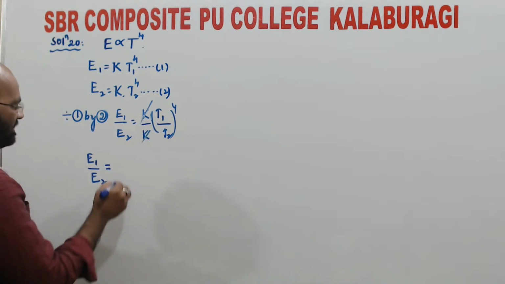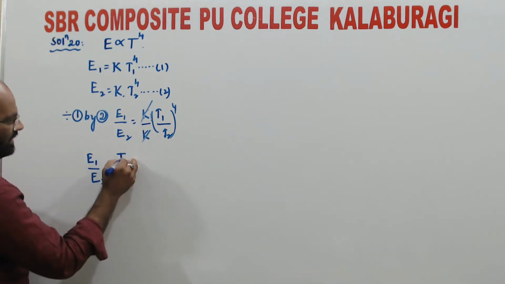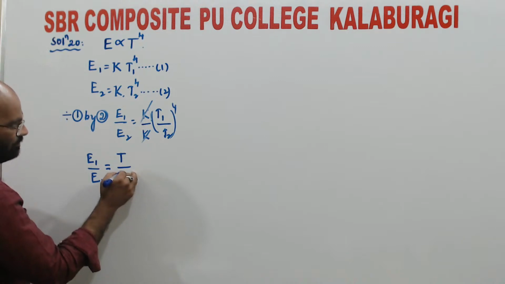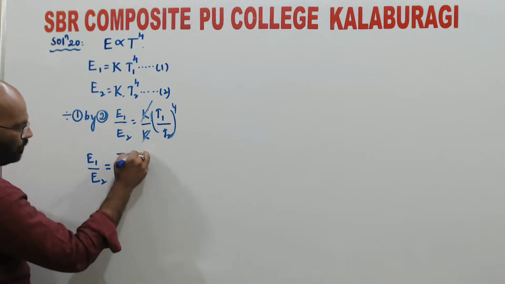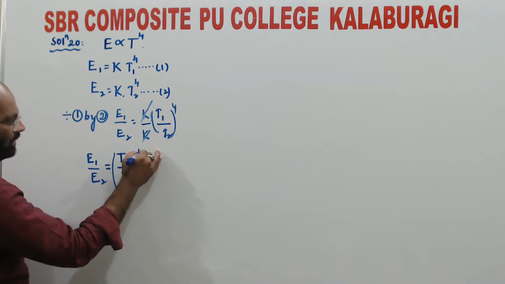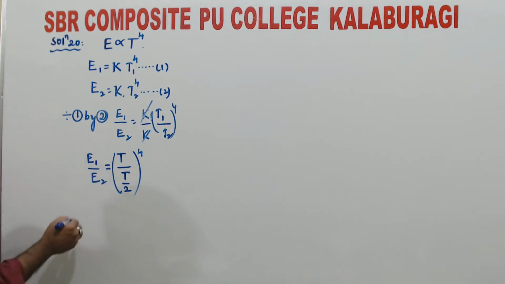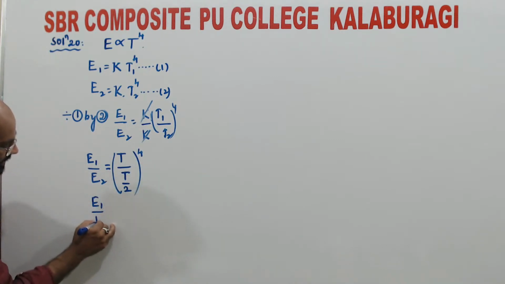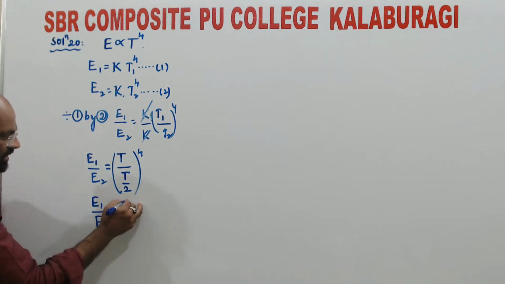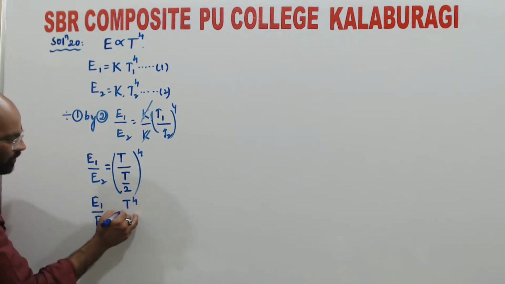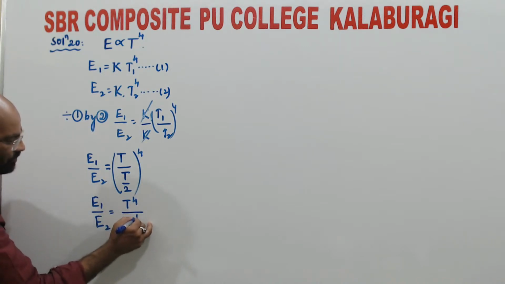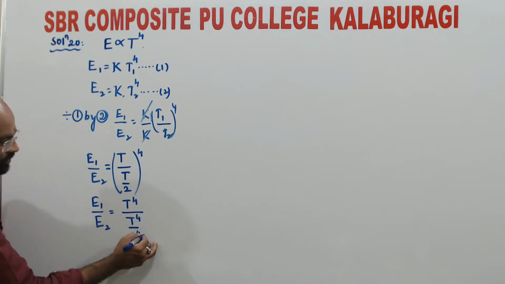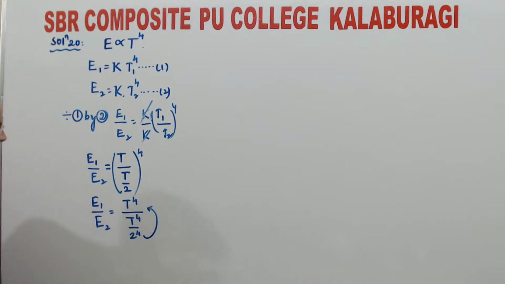T1 is given as how much? T. And T2 is half of the given value, so this is T by 2, whole to the power 4. Therefore, now you simplify this equation. E1 by E2 is equal to T to the power 4 whole divided by T to the power 4 whole divided by 2 to the power 4. 2 to the power 4 goes to the numerator.